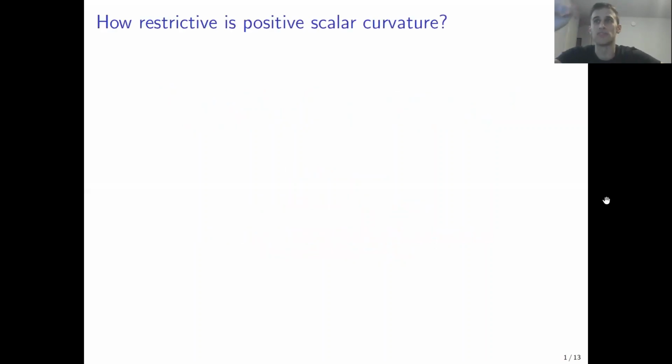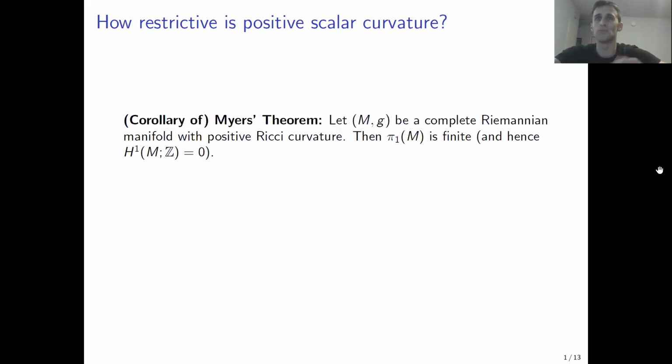This is a talk on positive scalar curvature. One thing we want to do in Riemannian geometry is ask, how does the existence of certain special metrics restrict the topology of the underlying manifold? So for example, there's this corollary of Meyer's theorem. If you have a complete Riemannian manifold with positive Ricci curvature, then the fundamental group is finite, and it follows that the first cohomology group is 0.